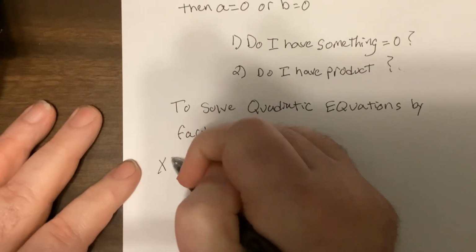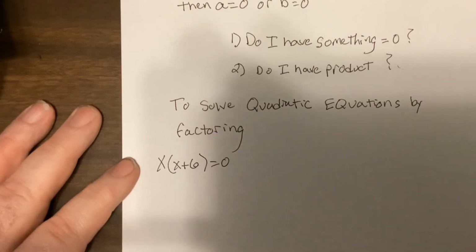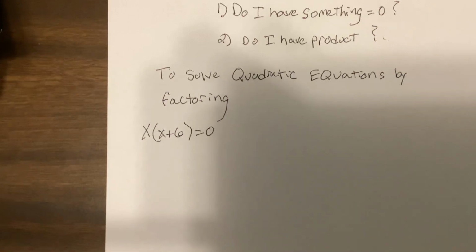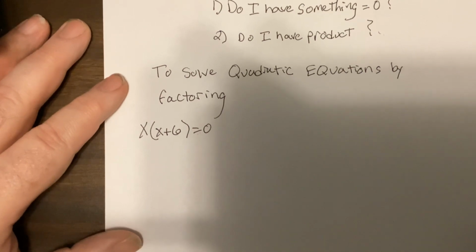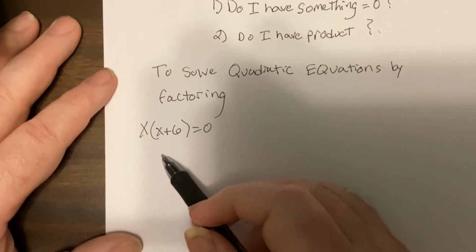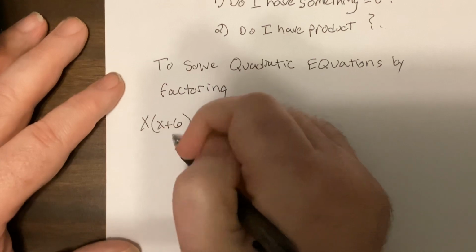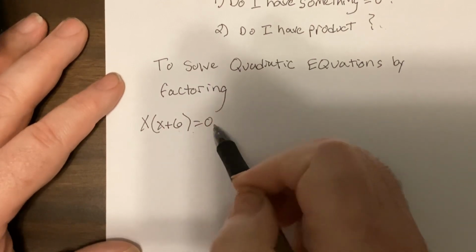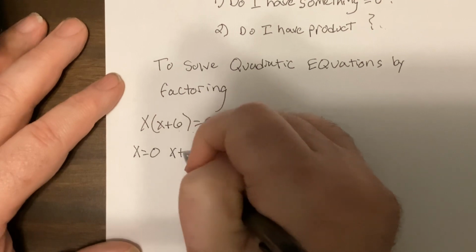So if I have a problem, x times (x plus 6) equals 0, you would say, do I have something equal to 0? Yes. Do I have a product? Yes. Do I have a Snickers in my hand? Yes. Oh, wait, that's not really part of this. But if you do have a product equal to 0, you set each factor to 0 and solve it.